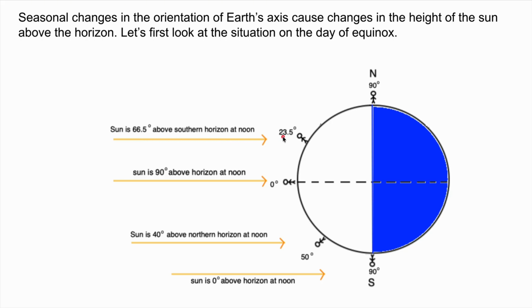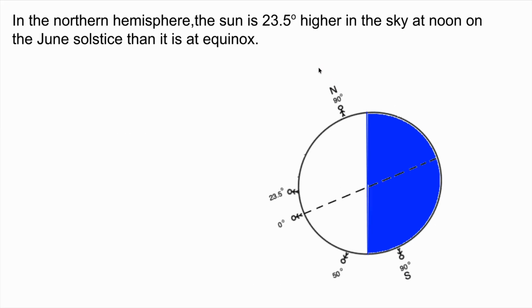And then if I go up here to the person at the North Pole, again, 90 minus 90 is 0. The sun is just barely grazing the horizon on this day. So let's now see what happens if we move forward in time to the June solstice.